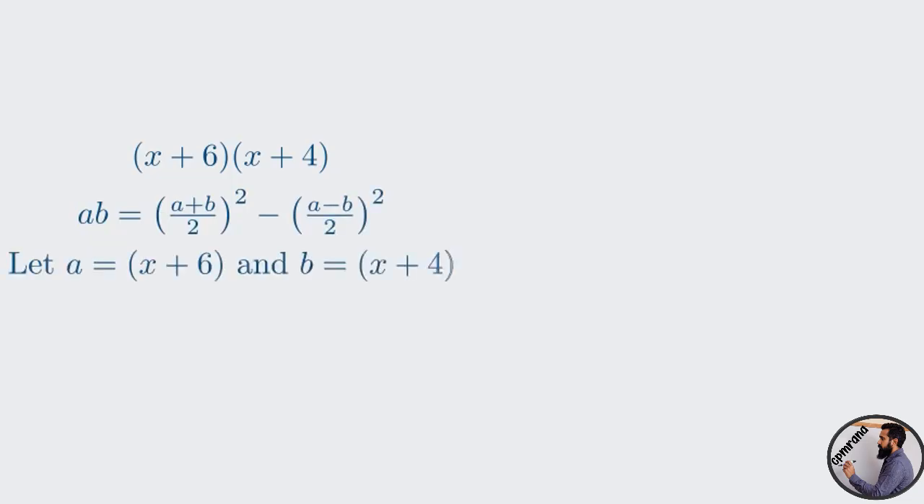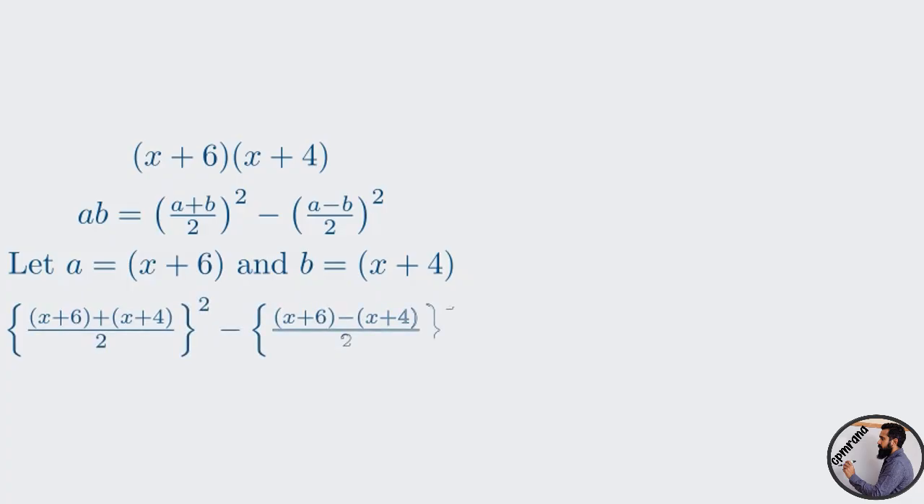In our case, let's let a equal x plus 6 and b equal x plus 4. Applying the formula, our expression becomes the quantity (x plus 6 plus x plus 4) all over 2, squared, minus the quantity (x plus 6 minus (x plus 4)) all over 2, squared. Notice how we've already achieved the general structure of the difference of two squares. Now, we just need to simplify the terms inside the parentheses.